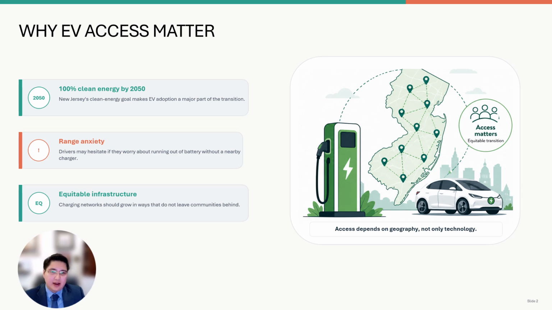By this, I'm talking about range anxiety, which is the fear of running out of battery without a nearby charger. This concern is important for people who cannot easily charge at home, such as renters, people in multi-family housing, or people without private parking. So the question is not only whether New Jersey is building more chargers, but whether the public charging infrastructure is growing in a way that is fair, so that no communities are left behind.